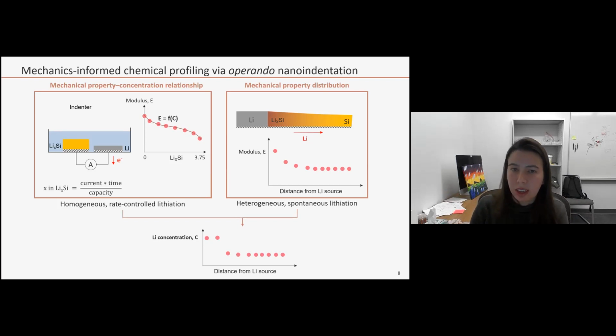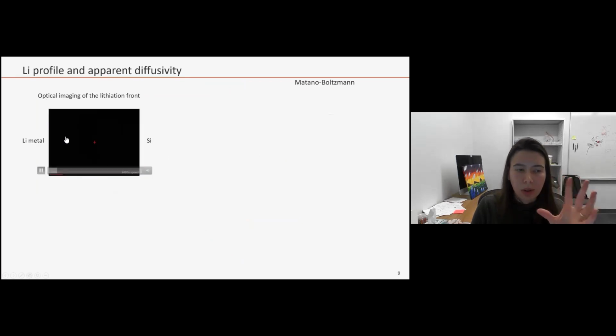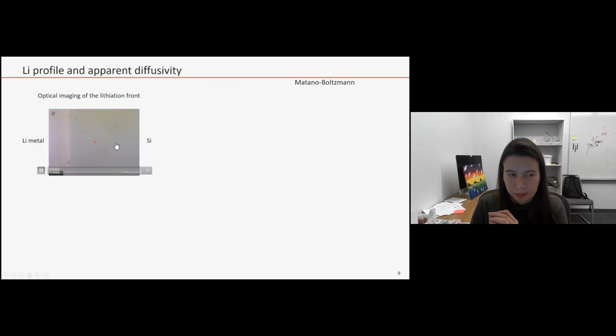So this is the approach that we've done to characterize the concentration. Here's a film of the silicon being lithiated. The lithium metal is on this side. You can see visually in the optical image this propagating front. But like I said, I don't know what the concentration is.